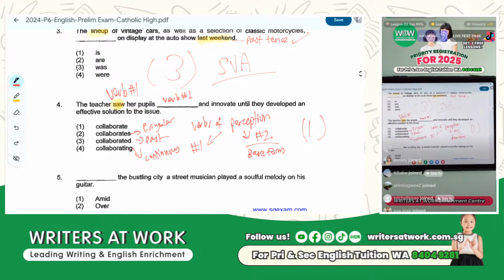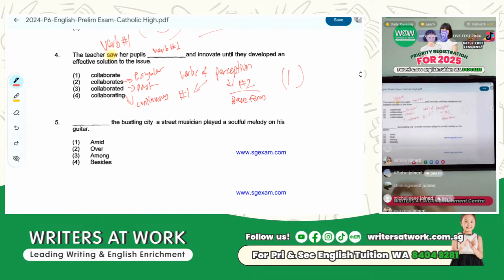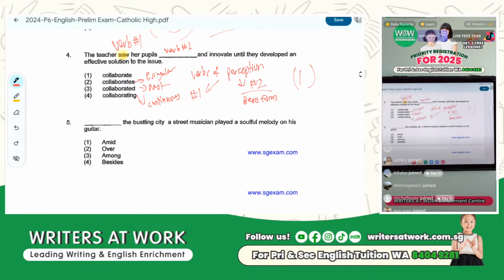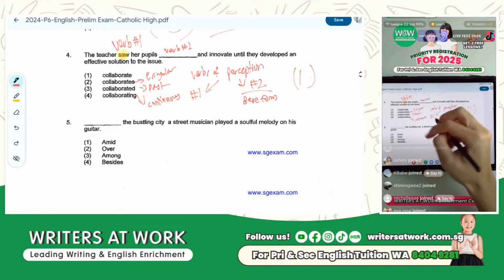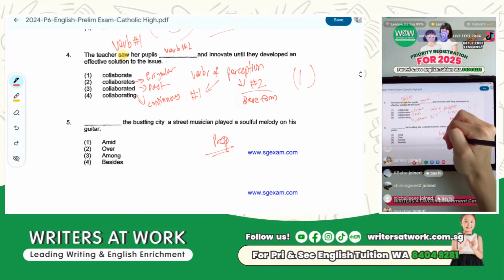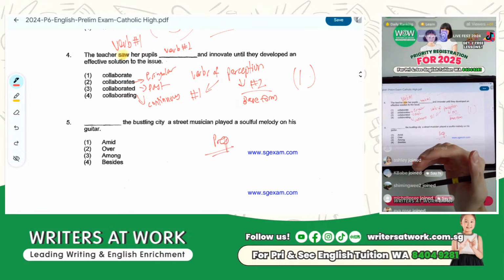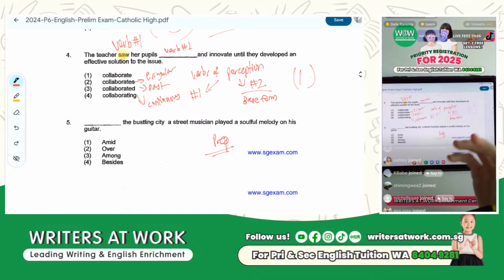Okay, moving on to question 5. There's the bustling city. A street musician played a soulful melody on his guitar. Okay, we're interested in prepositions here. Prepositions are basically words to convey a certain meaning of the object in terms of its height, its relationship with other subjects, and its positions.